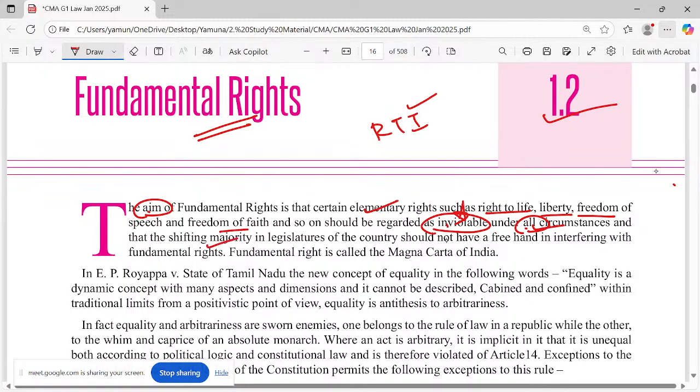And then the shifting majority legislature should not have a free hand in interfering with the fundamental rights. This rule is what you call the Magna Carta. Probably you can make a note of it. This fundamental right is what you call the Magna Carta. Actually, ரெண்டு classify பண்ணுவாங்க. One is Magna Carta. This is talking about the fundamental rights of each and every citizen of India.